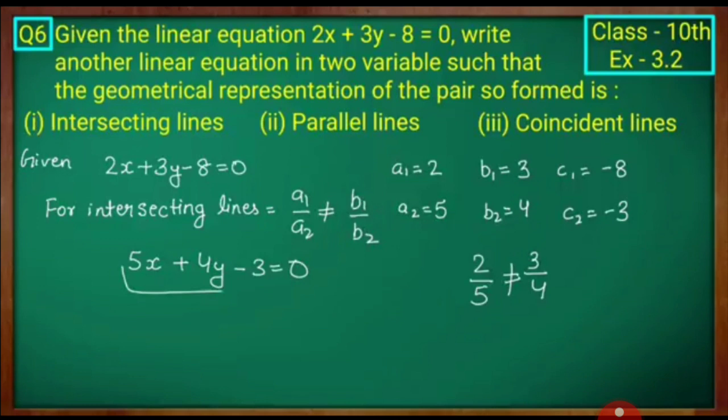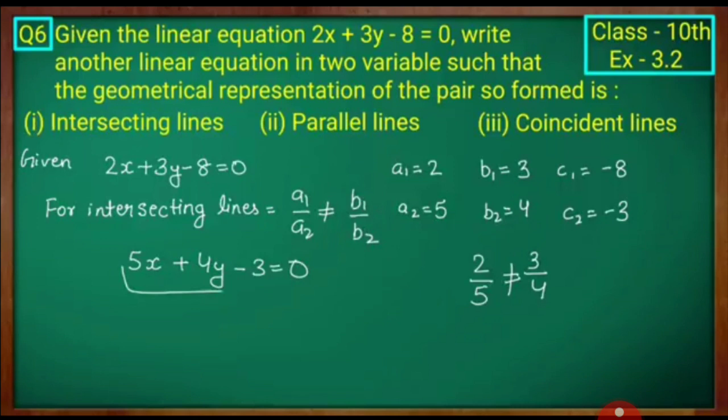So in the first point, intersecting. For intersecting lines, we see the steps. 2x plus 3y minus 8 is equal to 0. This linear equation is given. For intersecting lines, we know very well a1 upon a2 does not equal b1 upon b2. So from the given equation, a1 is 2, b1 is 3 and c1 is minus 8. Accordingly, we have to take the values of a2, b2 and c2 by ourselves.